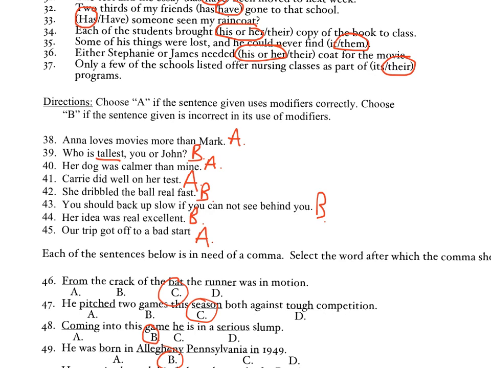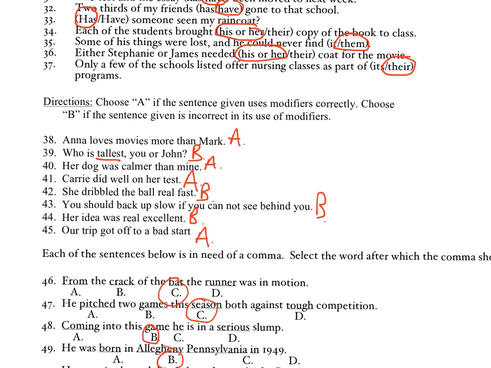Carrie did well on her test. This is correct. Well is an adverb. How did she do? We're talking about an action here. We're talking about describing the verb do. She did well. She dribbled the ball real fast. This is incorrect. We're describing fast. Fast is an adjective. How fast? Really fast.